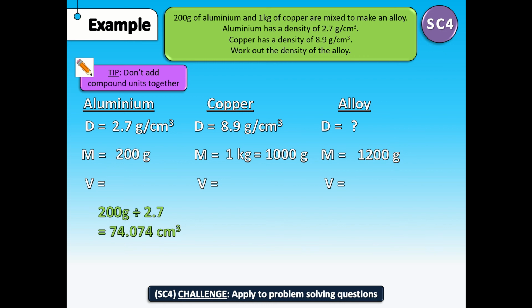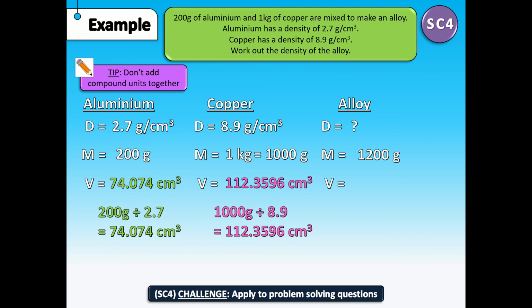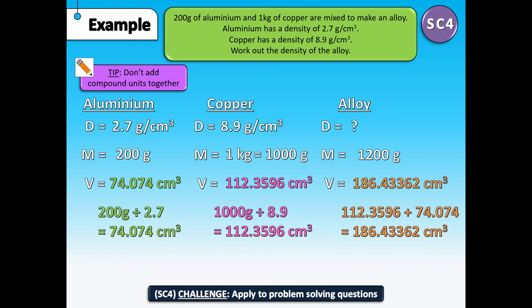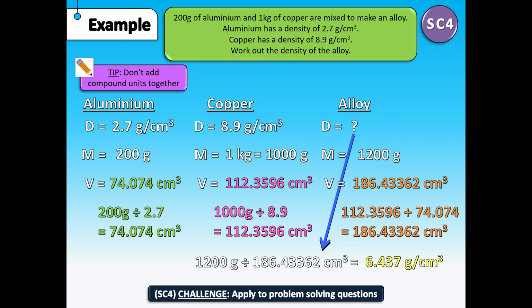The volume of the aluminium would be 74.074, and the volume of the copper would be 112.3596. So that means the volume of the alloy, we add both of those together, will be 186.43362. So now we can work out the density of the alloy. Now density is mass divided by volume. So the density of the alloy is 6.437 grams per centimeter cubed.